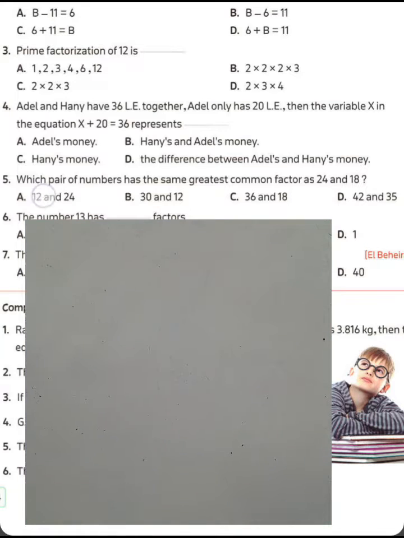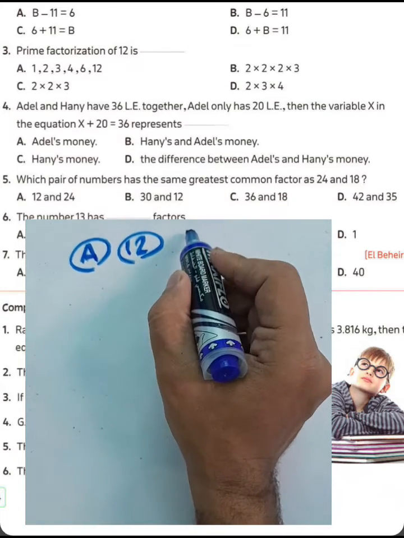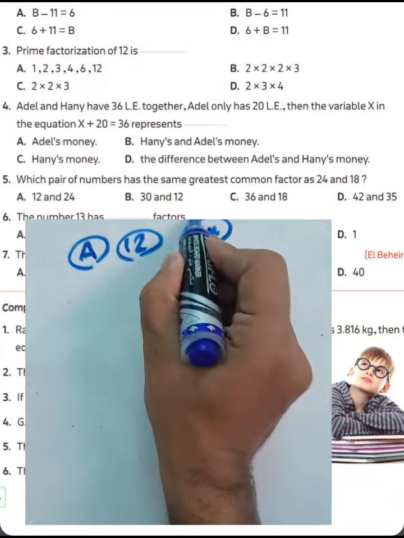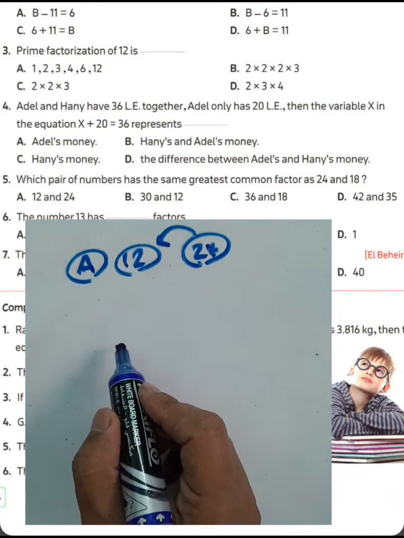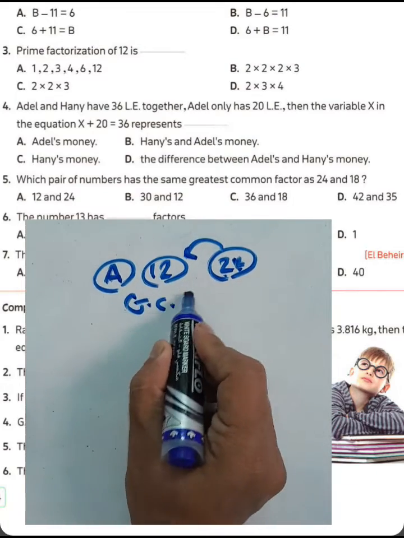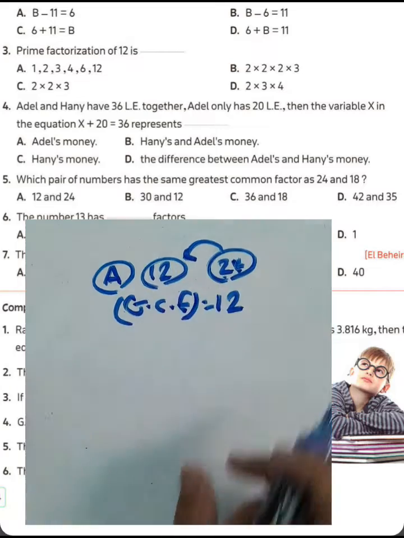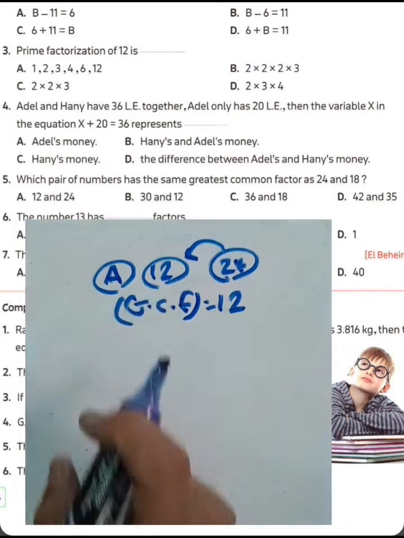Letter A here, 12 and 24. Now I will find the greatest common factor between 12 and 24. We know 12 can divide 24. So the greatest common factor between them will be 12. But 24, we call it the least common multiple of 24 and 12.